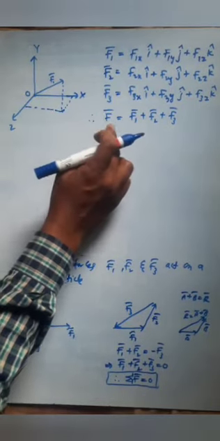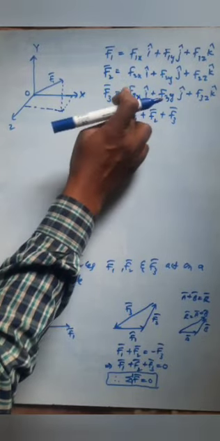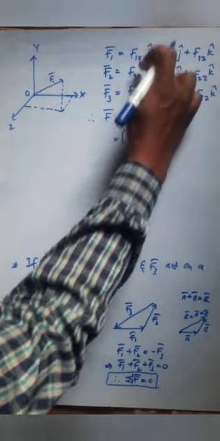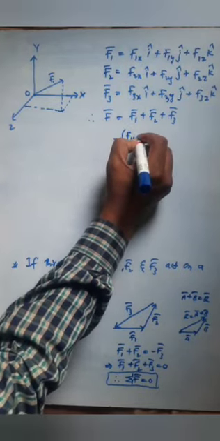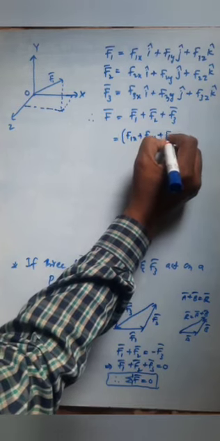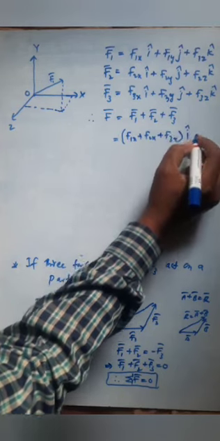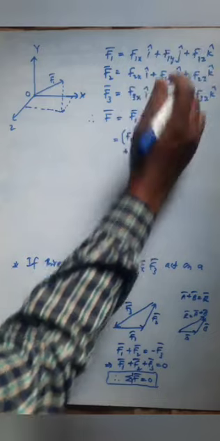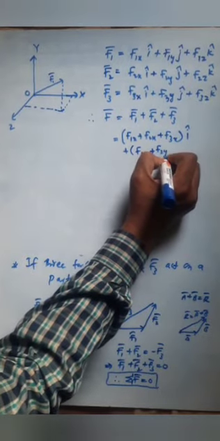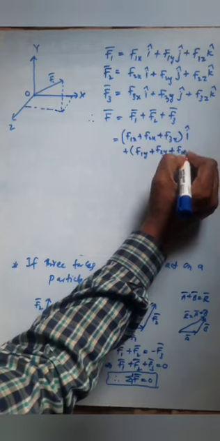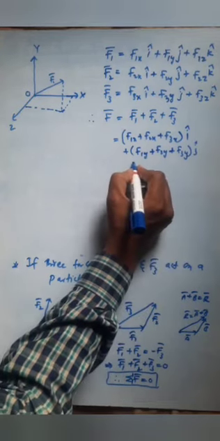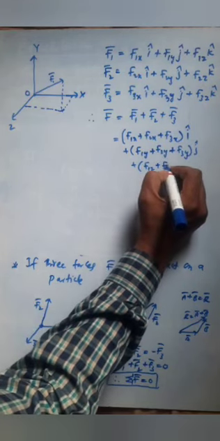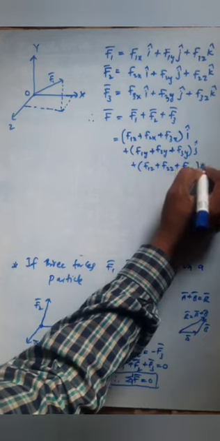So how can we add? Add the x component, plus the y component, plus the z component. Finally, how can I write? The x component, the i component: F1x plus F2x plus F3x into i cap, plus F1y plus F2y plus F3y j cap, plus F1z plus F2z plus F3z k cap.